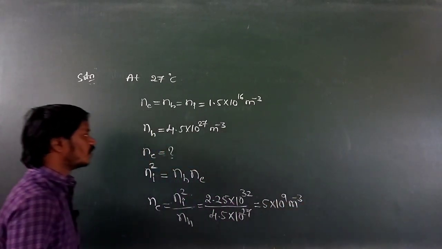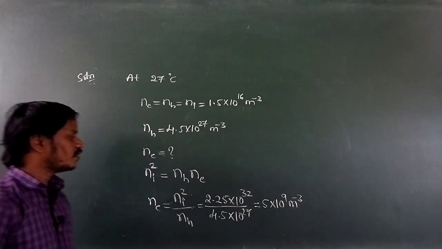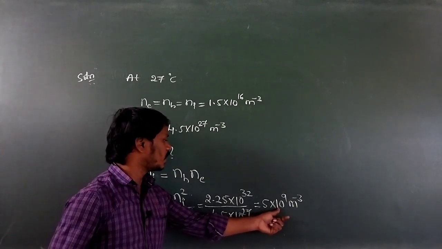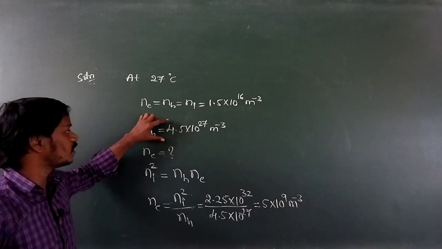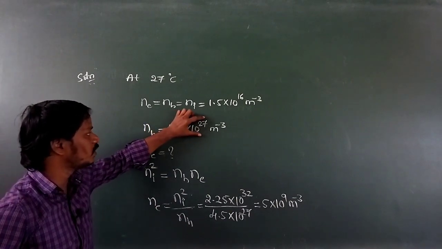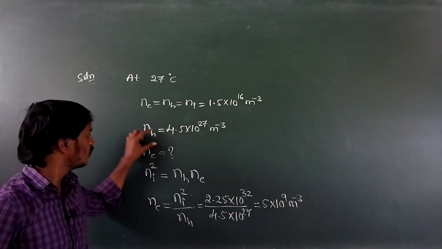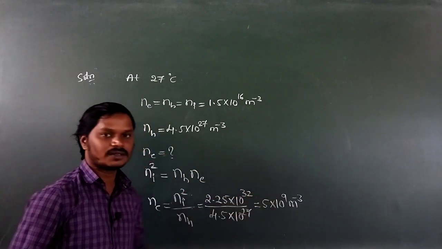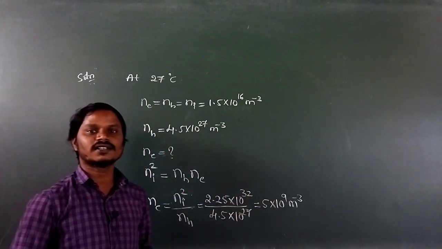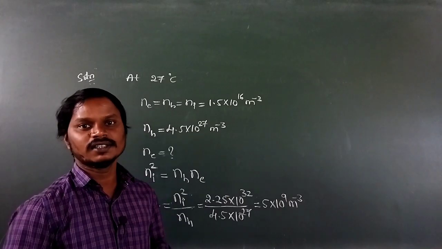So what is the electron density here? The electron density is 5 into 10 to the power of 9 per meter cube, but hole density is 4.5 into 10 to the power of 27 per meter cube, means hole density is greater than electron density when the pure semiconductor is doped with trivalent.